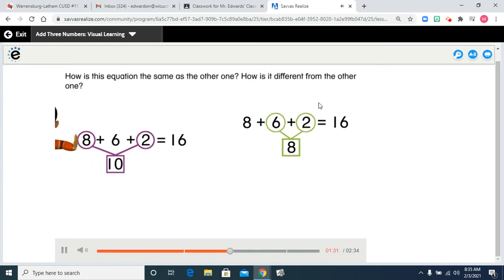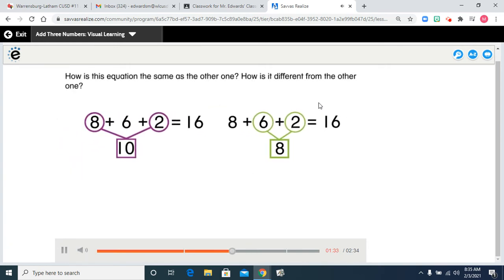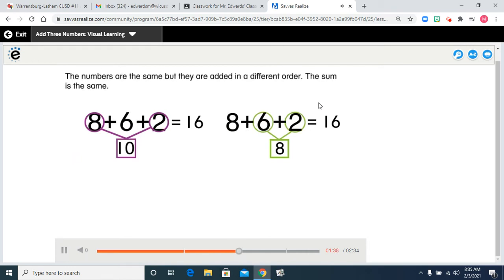How is this equation the same as the other one? How is it different from the other one? The numbers are the same, but they are added in a different order. The sum is the same.